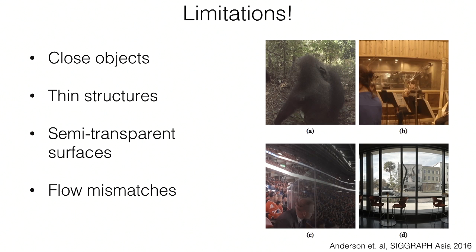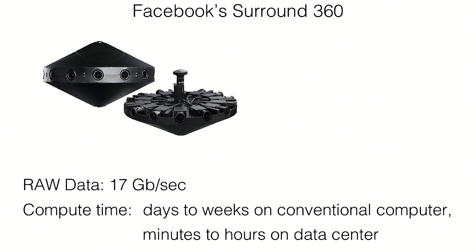The optical flow algorithm sometimes misses these thin structures with semi-transparent surfaces, and just anything that may cause a flow mismatch, like specularities. So that's one limitation, but another one that is kind of hidden and not really talked about that much is the amount of data throughput and compute time needed to generate these omnidirectional stereo panoramas. In the Facebook Surround 360 camera, the amount of raw data captured every second is 17 gigabits.